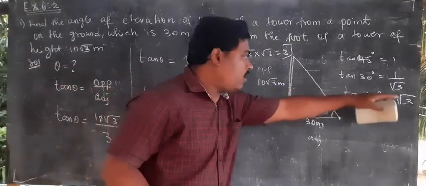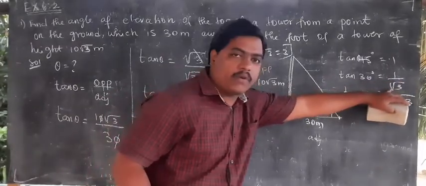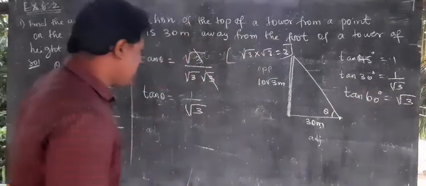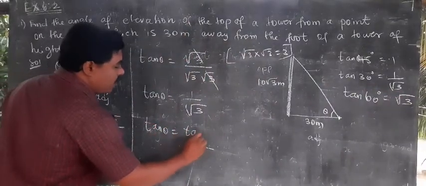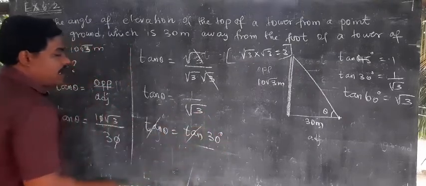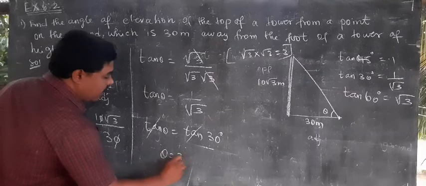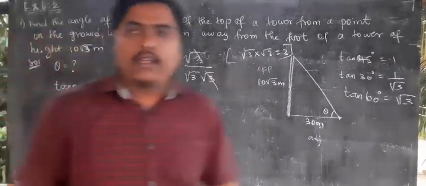Tan of what equals 1 by root 3? Tan 30. So where we are having 1 by root 3, we need to apply tan 30. So tan theta equal to, for this 1 by root 3 I wrote tan 30 degree. Tan will be cancelled. Theta equal to 30 degree. The angle is 30 degree.